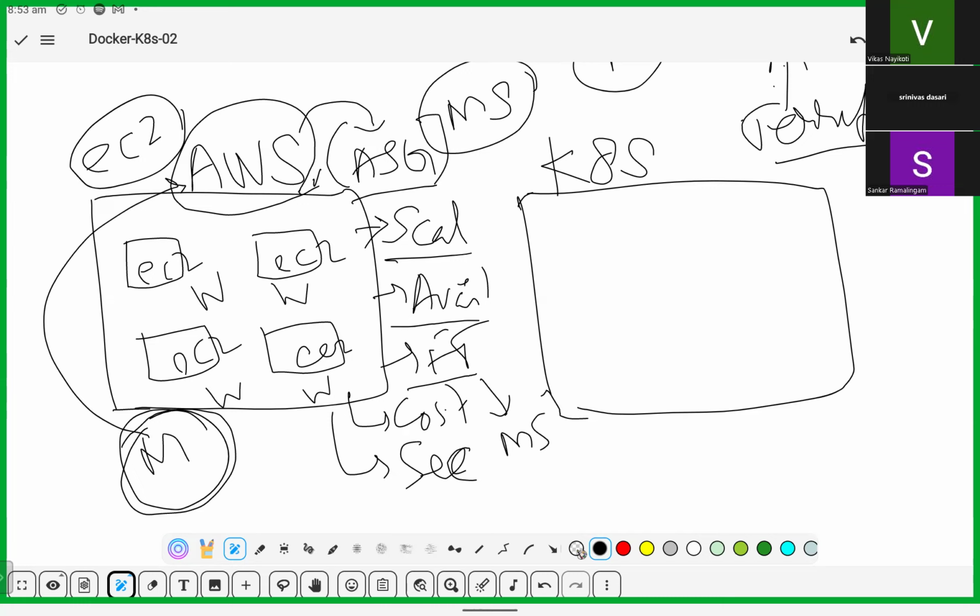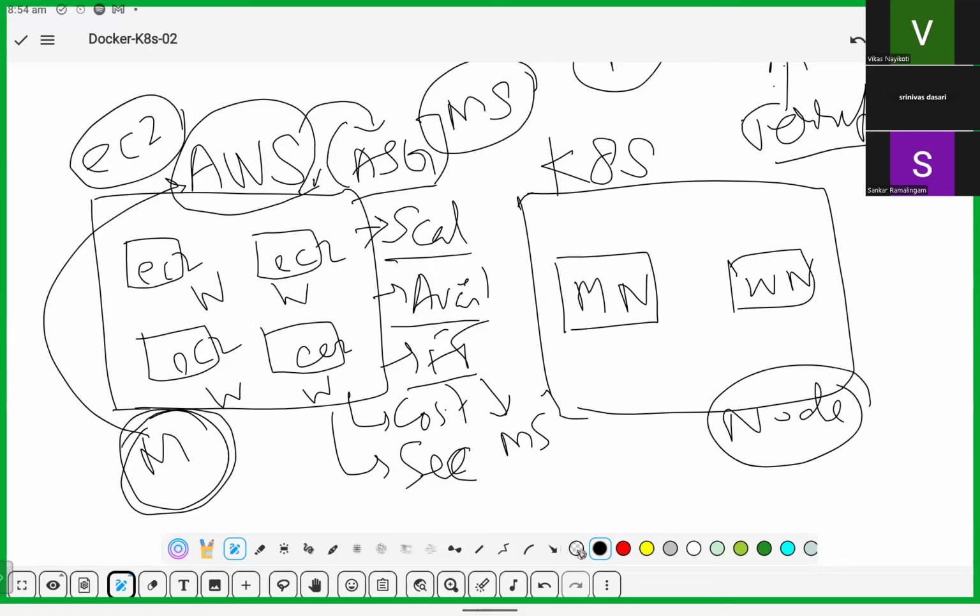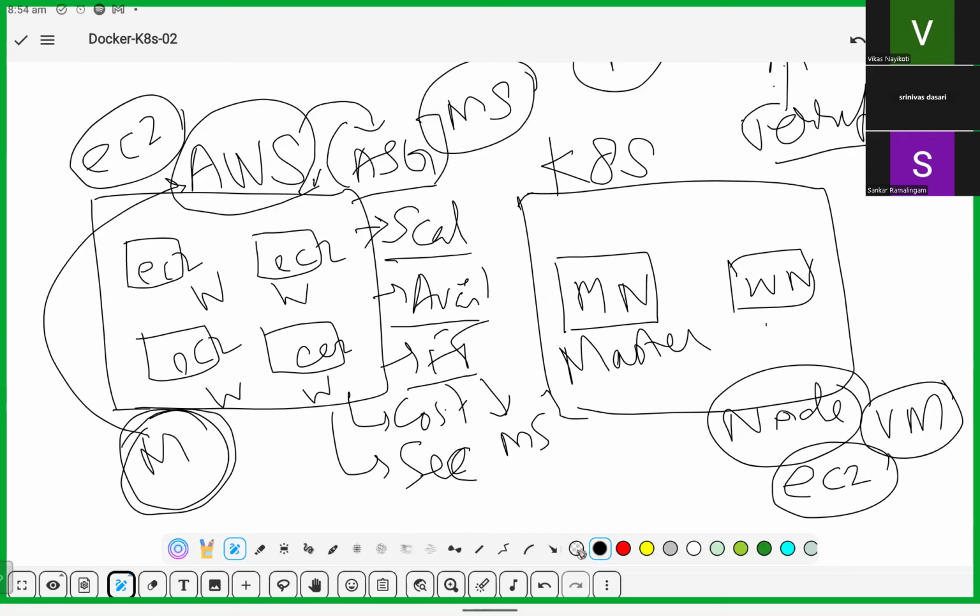When we go to Kubernetes, at a high level, architecture level, there are two things. One is the manager node and the worker node. So when we say node, what exactly is it? No, when we say node, it is EC2 instances, a virtual machine. Okay, it's a master node. Say I'll write it as master. This is worker.